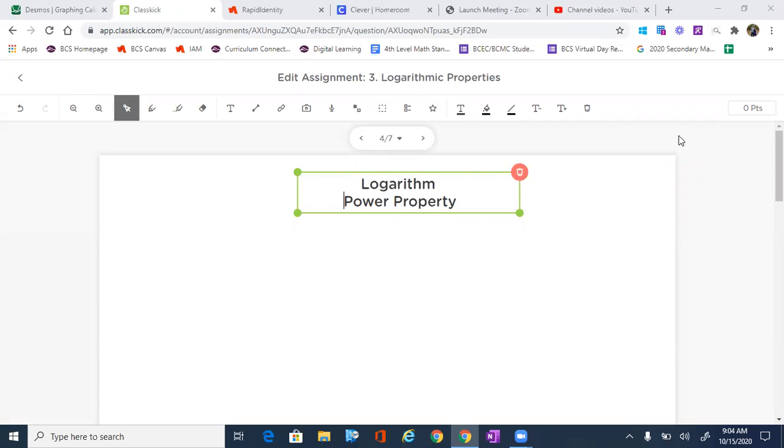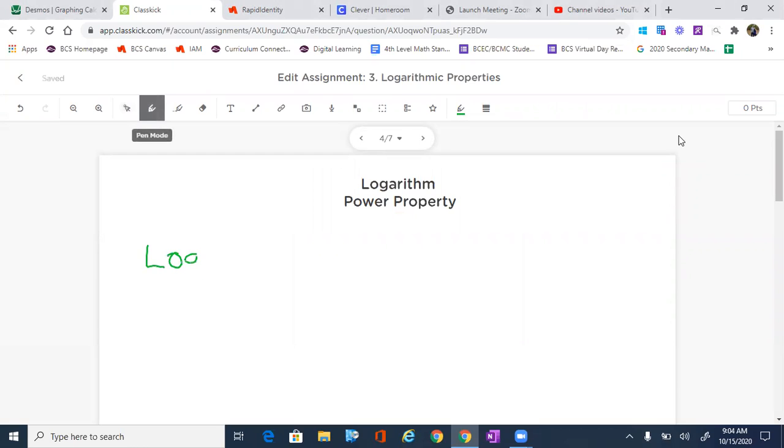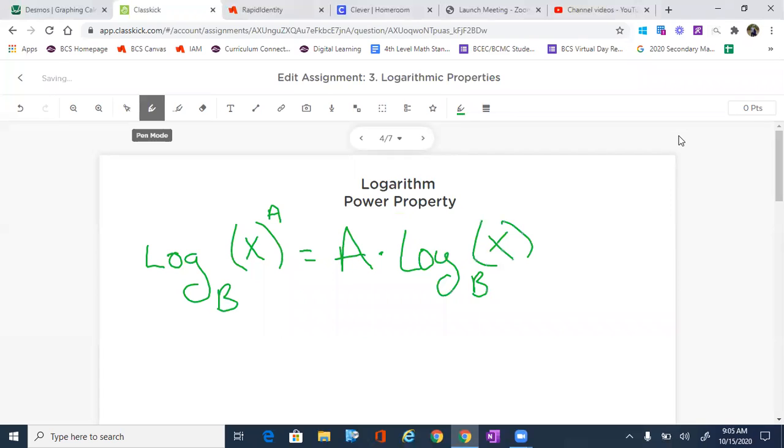So the logarithm power property just simply states that if I have log base b of x with an a up here in the exponent, that just simply means that I've got a times log base b of x. Essentially, all I'm doing is taking that a, throwing it down in the front, and putting multiplication on there, and that is the exponent attached to that value of x.